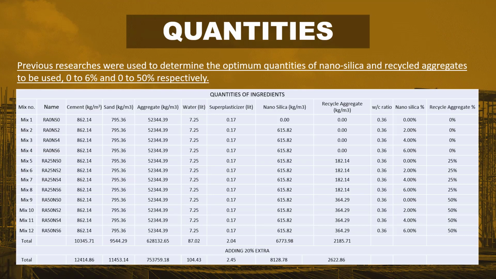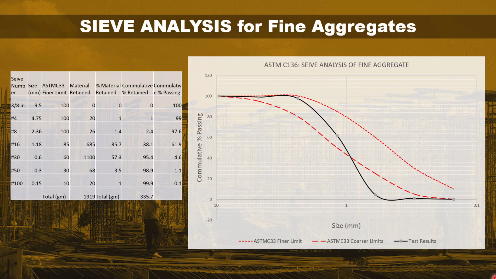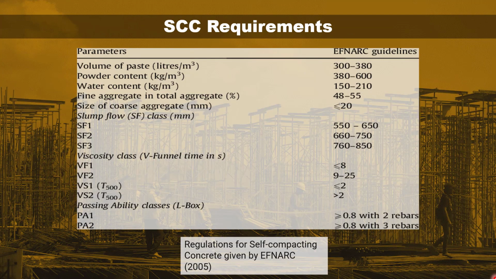Here are the 12 mixes we designed that we will be working with. As you can see, we used 0, 25, and 50% of recycled aggregates, and for each one, we will be adding 0, 2, 4, and 6% of Nano-Silica. As you can see the names, RA0 NA0 means 0% of recycled aggregates and 0% of Nano-Silica. Here is the sieve analysis, of course, and fine aggregates before we get into the mixes. To meet SCC requirements, we made a number of trial mixes with variable percentage of superplasticizer. At 1.1%, we were able to meet the acceptance criteria.